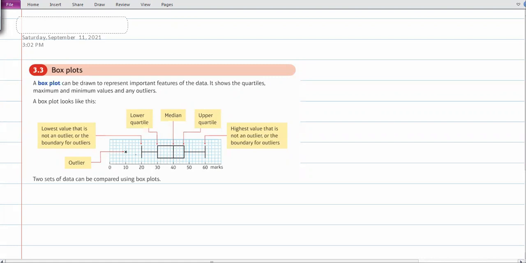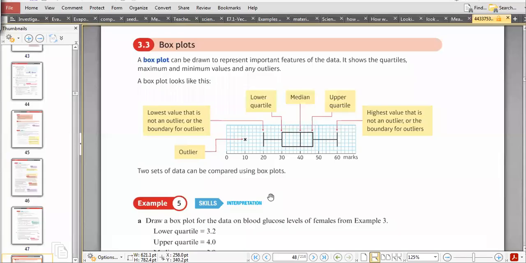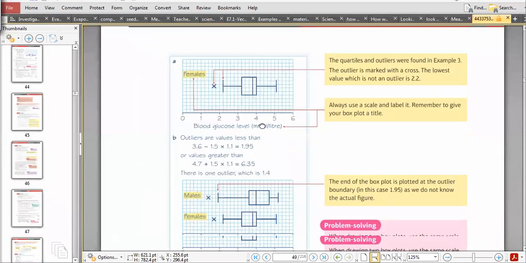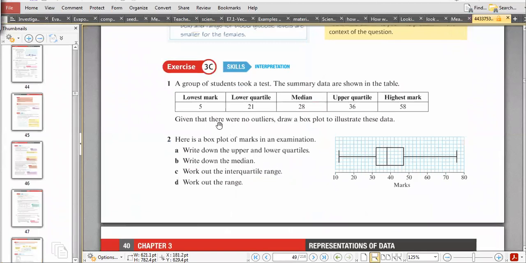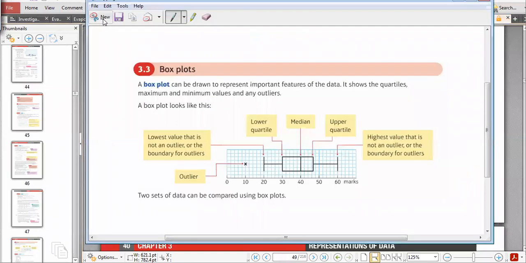An outlier can be either here or it can be here. It depends on the data. Okay, so let's take a question about the box plot. You'll understand how it works. Here we have exercise 3C.